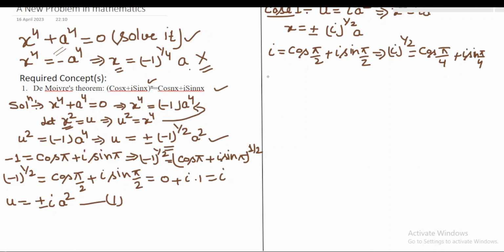The value of x will be equal to plus minus cos pi by 4. Okay, so the value of cos pi by 4 leads us to 1 upon under root 2 plus i sin pi by 4, that is also 1 upon root 2, and this a. So these are the first two roots of this particular fourth degree equation.